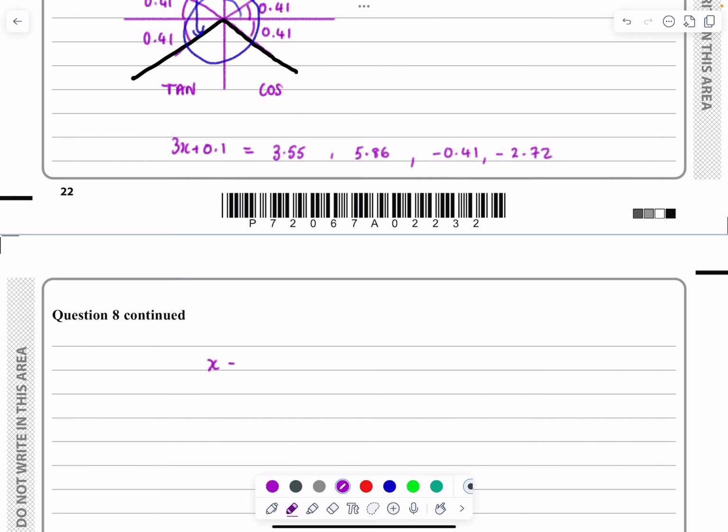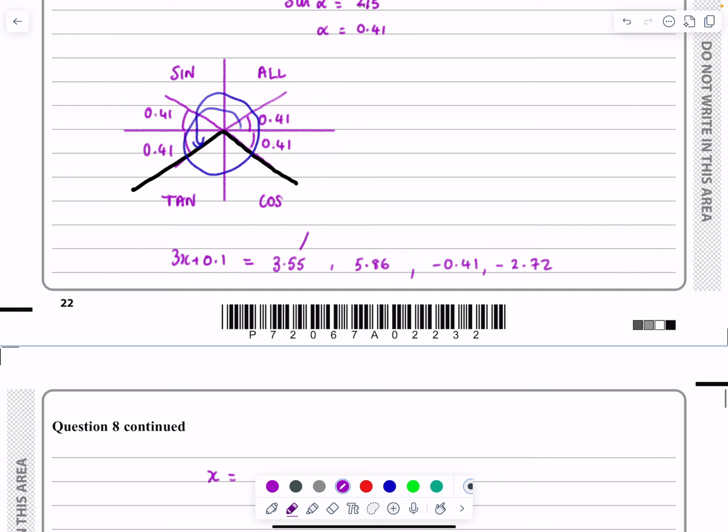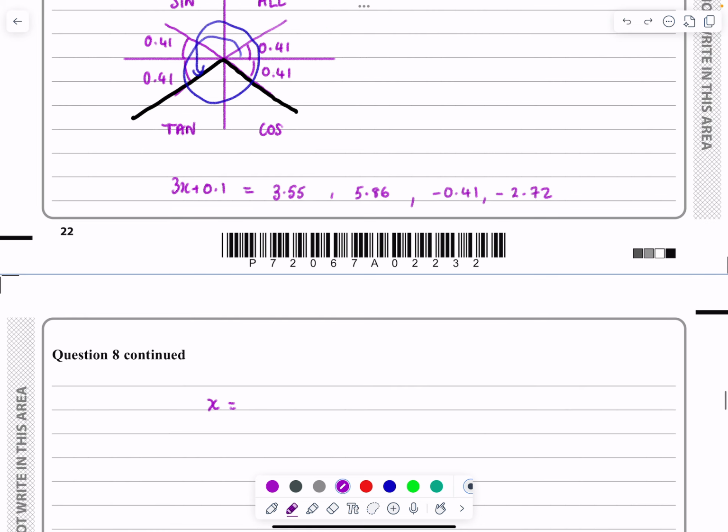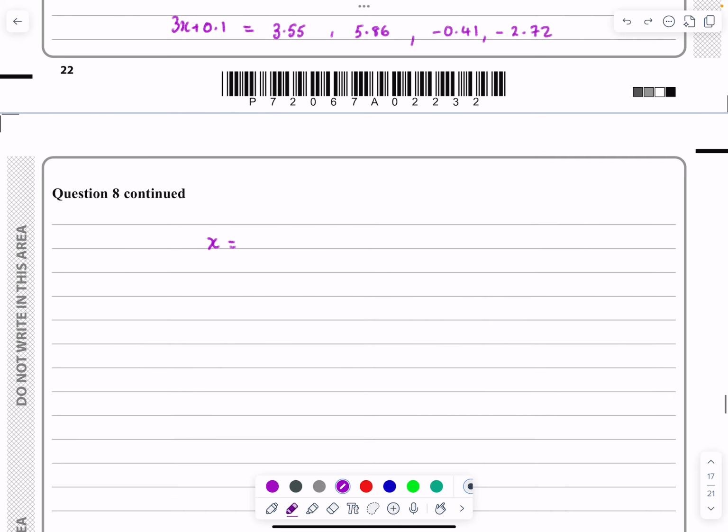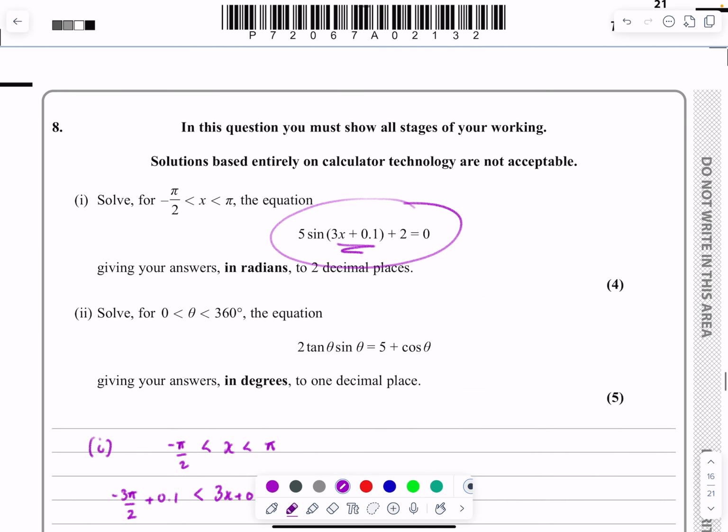If I want to work out what x is, I'm just going to do minus 0.1 and then divided by 3. Minus 0.1 divided by 3, minus 0.1 divided by 3. So if I do all of those, then the four answers that I actually come up with for my final set of solutions is minus 0.94, minus 0.17, 1.15, and 1.92.